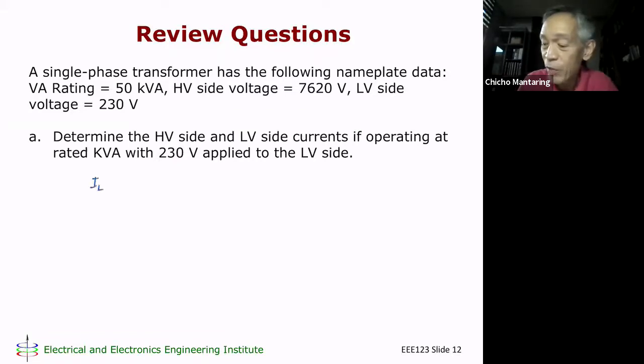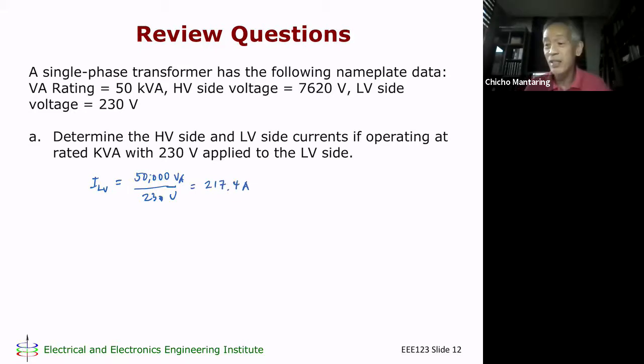Your low voltage side current is just 50,000 volt amperes divided by 230 volts, and that's going to give me 217.4 amperes. If I apply 230 volts at the low voltage side, I'm going to get 7620 volts at the high voltage side. So my high voltage side current will just be 50,000 over 7620, and that's going to give me 6.56 amperes.